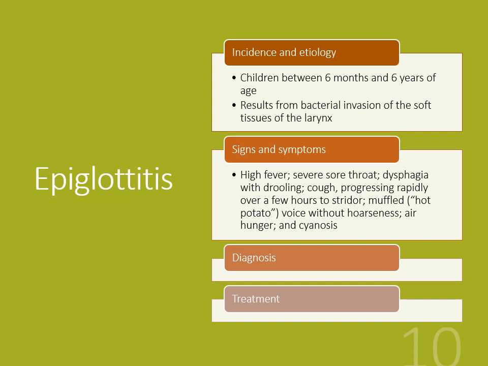Signs and symptoms include high fever, severe sore throat, inability to speak with drooling, cough, progressing rapidly over a few hours to stridor, muffled voice or hot potato voice without hoarseness, air hunger, and cyanosis. Typically, the child assumes a characteristic tripod position of sitting upright with the chin thrust forward and the neck hyperextended in a sniffing position.